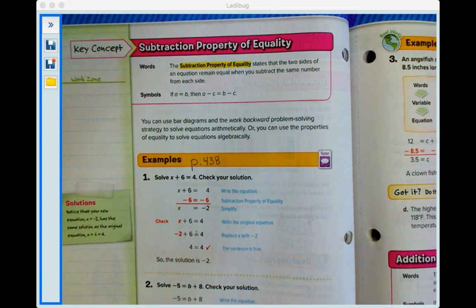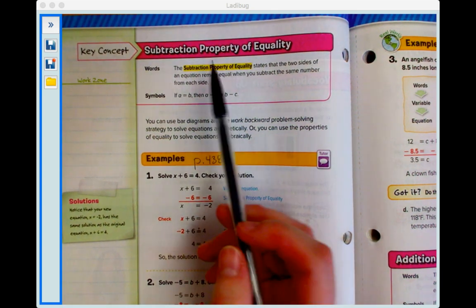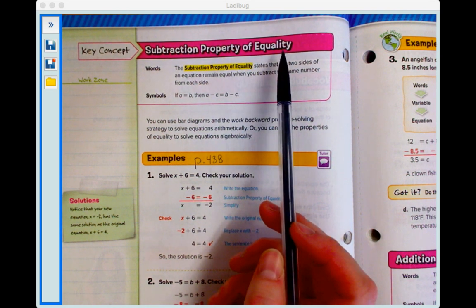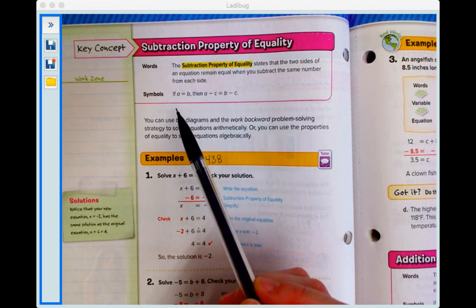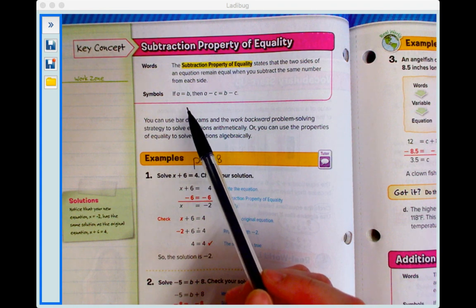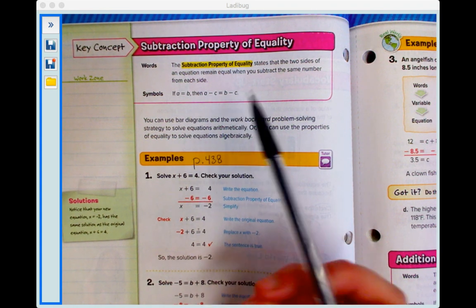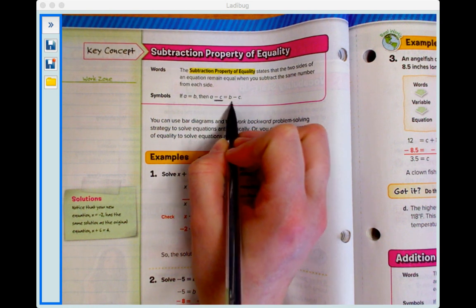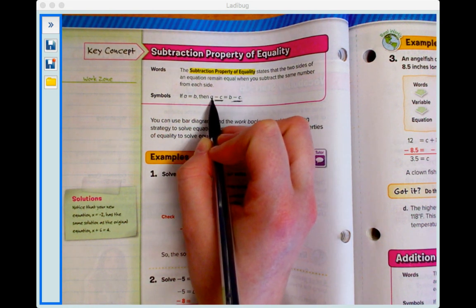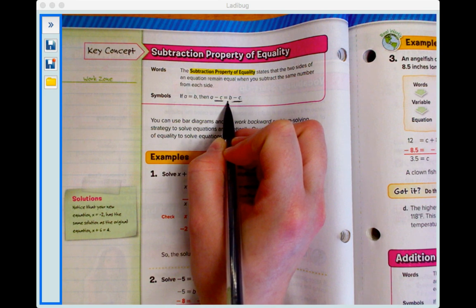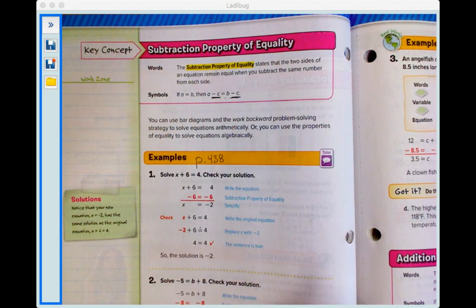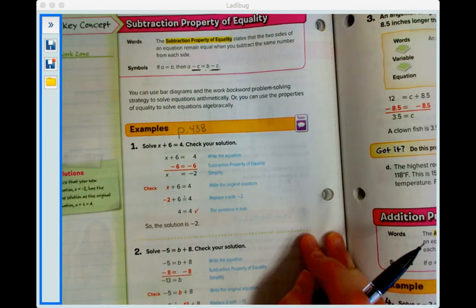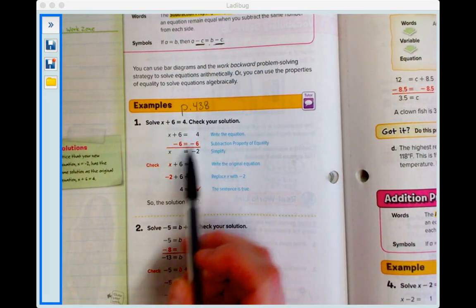All right, so we are now on page 438, and we're going to be using the subtraction property of equality. So here's how that works. Whenever you subtract from both sides, you must subtract the same number from both sides to make sure that A and B still are equal to one another. So to get you a better understanding of that, let's look at example 1.